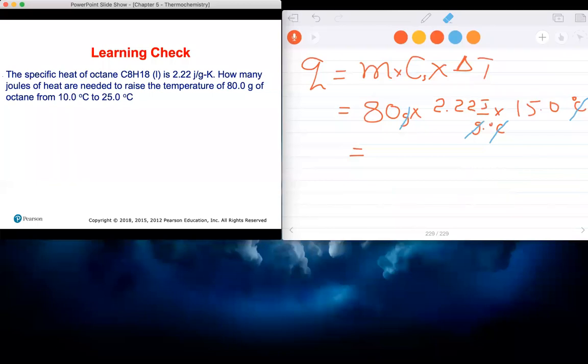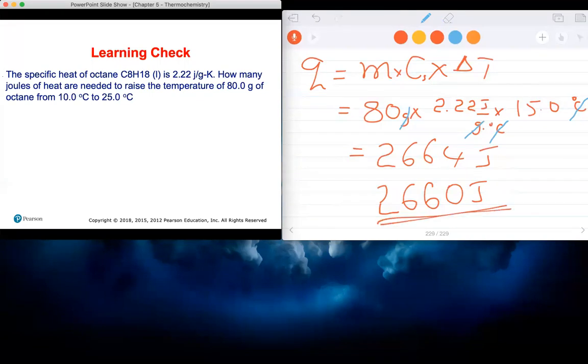Using my calculation here, 80 times what? 80 times 2.22 times what? 15. Okay, it is 2,664 joules, and with 3 significant figures, 2,660 joules, and you can make it kilojoules if you want to. 25 minus 10 is 15. That is why we have to make that 15. Tyler, yes, thank you.